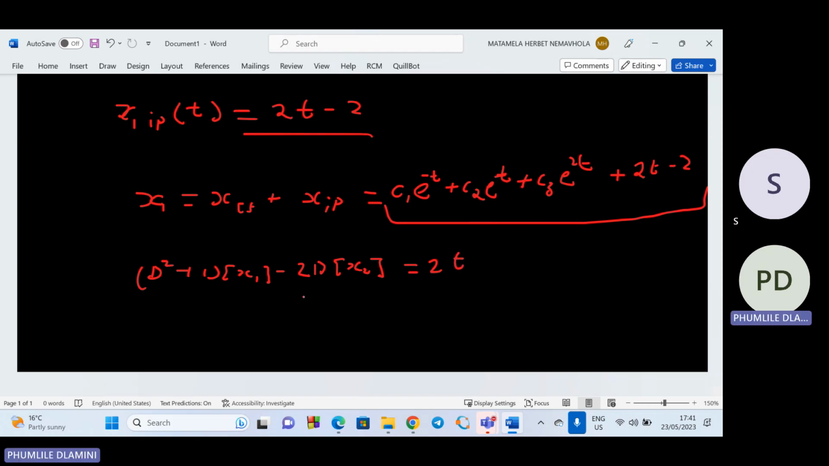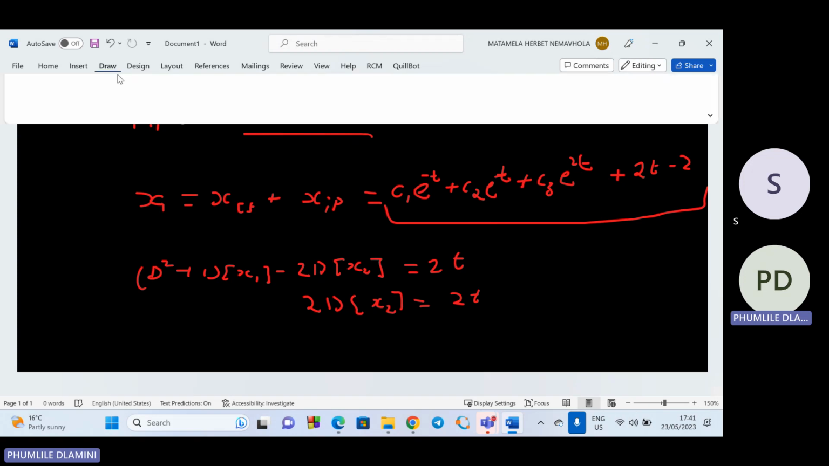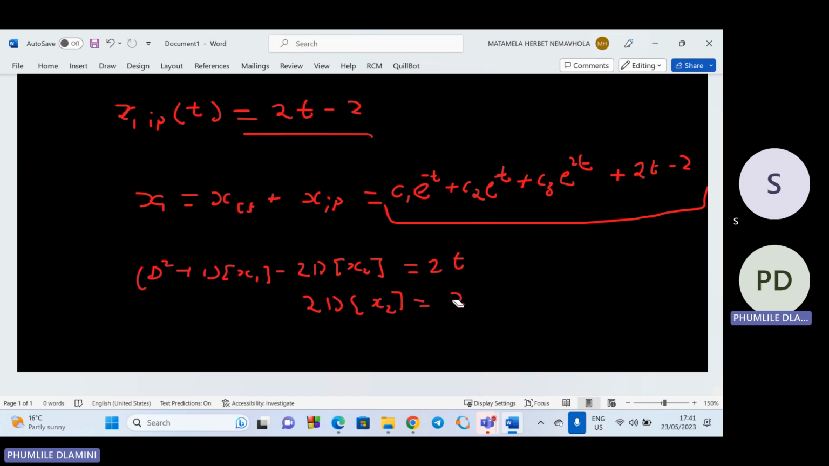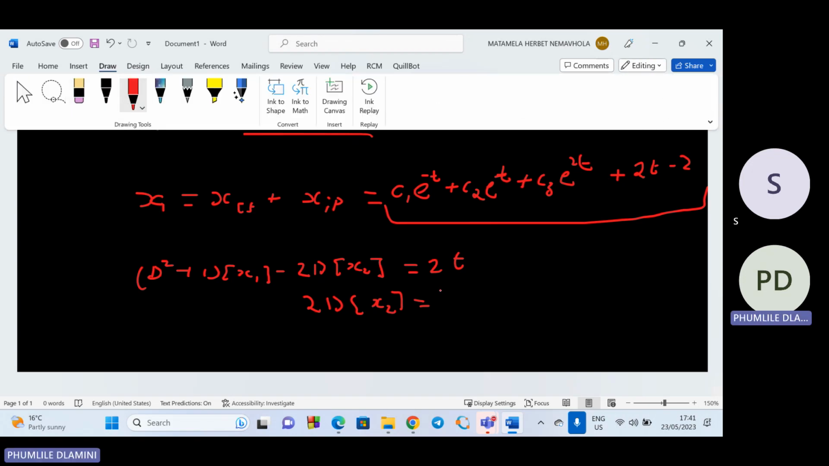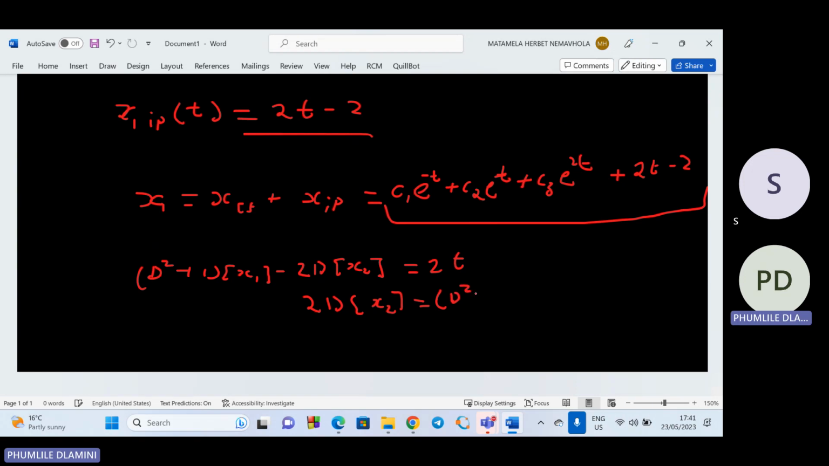So which means our 2D of x2 is going to be equal to 2t. This one here is going to be minus, so instead of starting with 2t, we can just start with this one, which changes to (D squared plus 1) of x1 minus 2t.